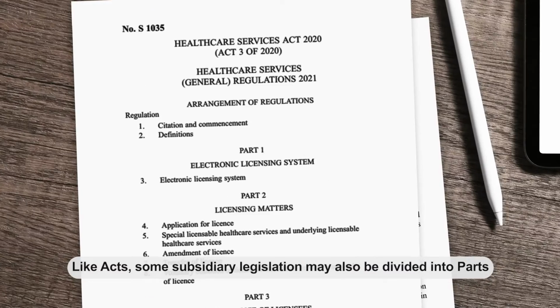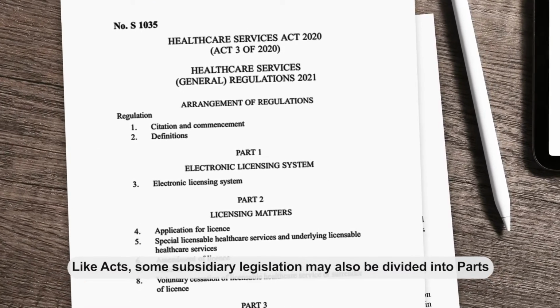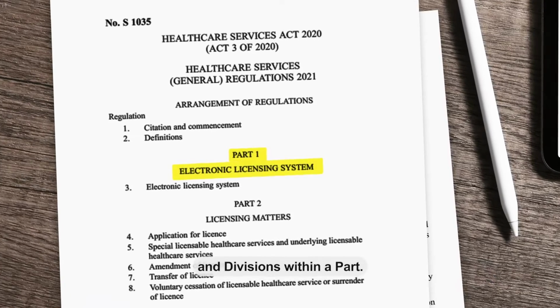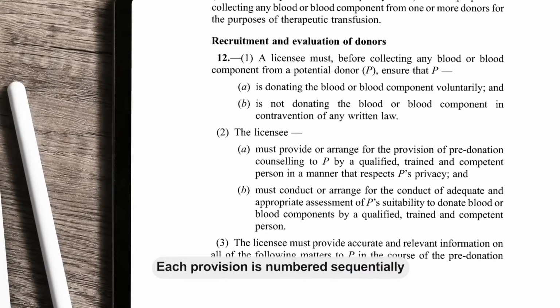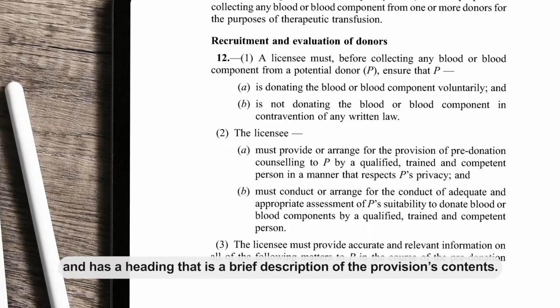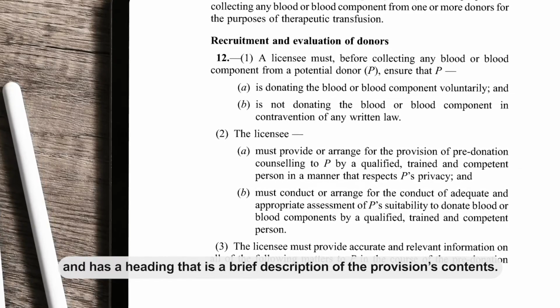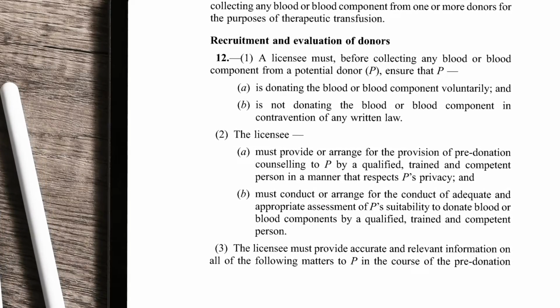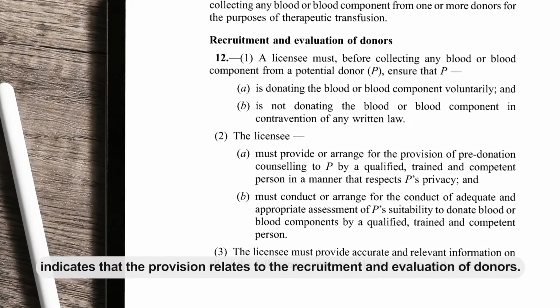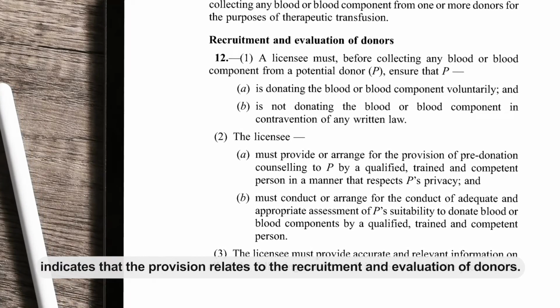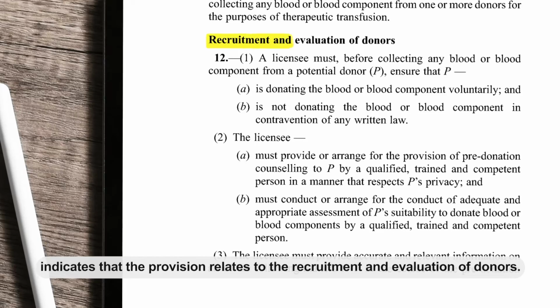Like acts, some subsidiary legislation may also be divided into parts and divisions within a part. Each provision is numbered sequentially and has a heading that is a brief description of the provision's contents. The heading of Regulation 12 indicates that the provision relates to the recruitment and evaluation of donors.